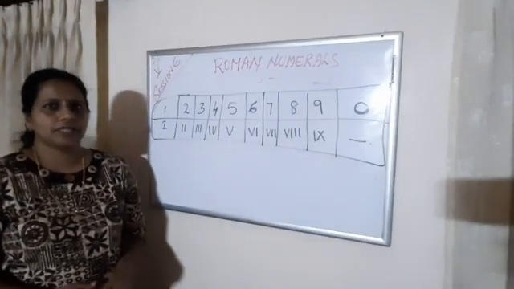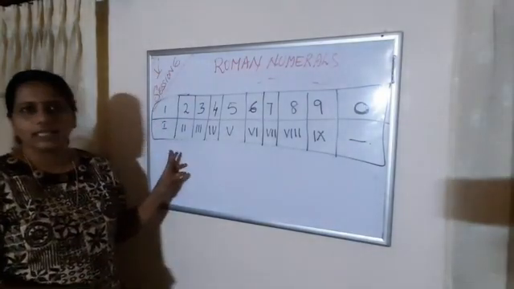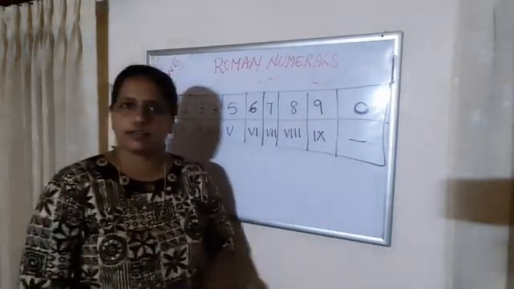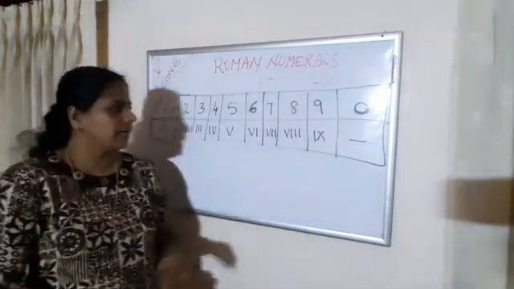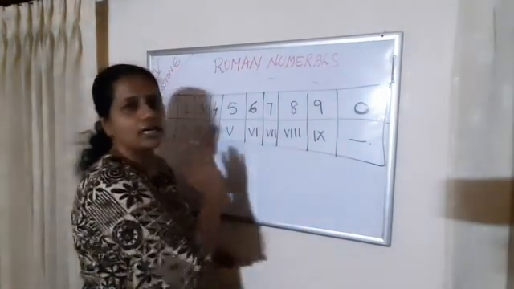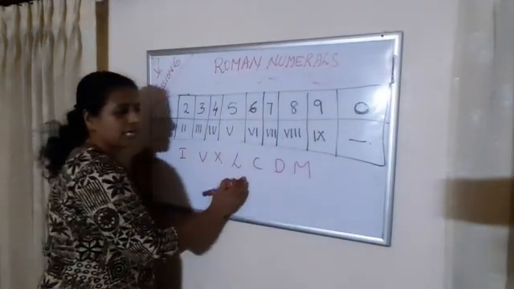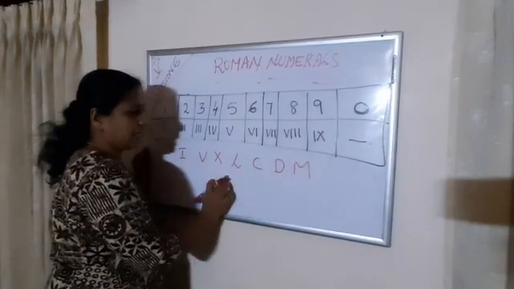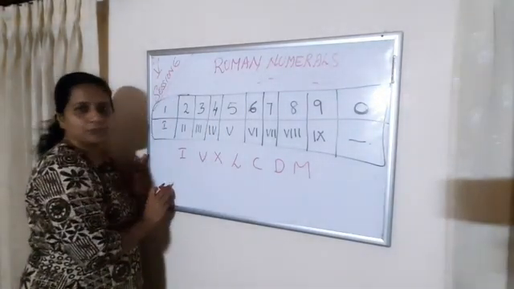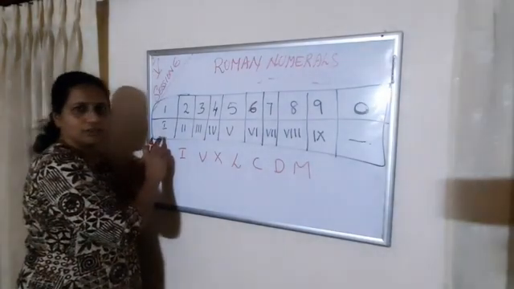Good morning. Today's session is session 6, that is Roman numerals. You have already studied the Hindu Arabic numerals, that is 1, 2, 3, 4, 5, 6, 7, 8, 9, 10, etc. But here in Roman numerals, we are using different symbols to represent them. The different symbols are I, V, X, L, C, D, M. You can see these symbols in front of your classroom. Did you notice it?